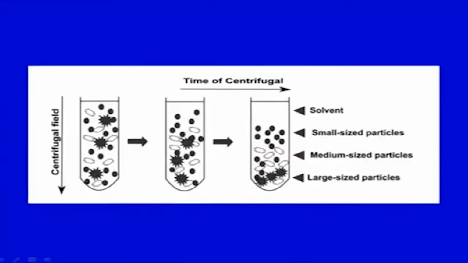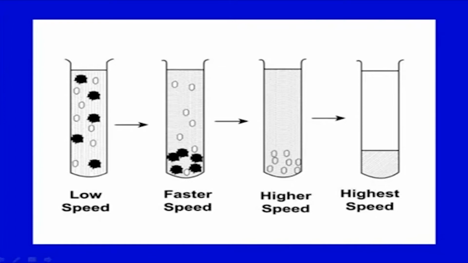So, this is how centrifugation is done in differential centrifugation. Now, this is a very simple way of showing this: you have a centrifugal field in this direction, and as you go along you get different sized fragments separated, which could be purified. So, first is low speed, then faster speed, higher speed and highest speed; that is the sequence of events which occur in this centrifugation method.